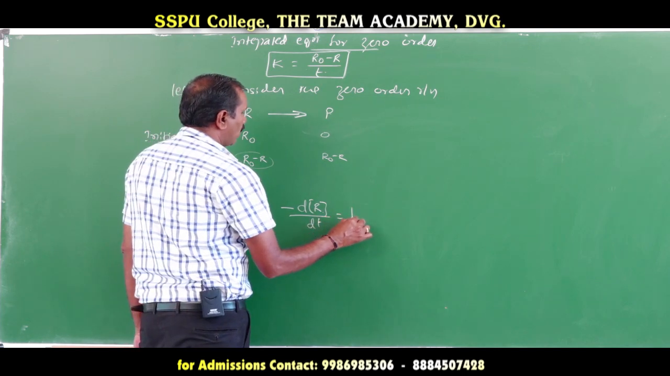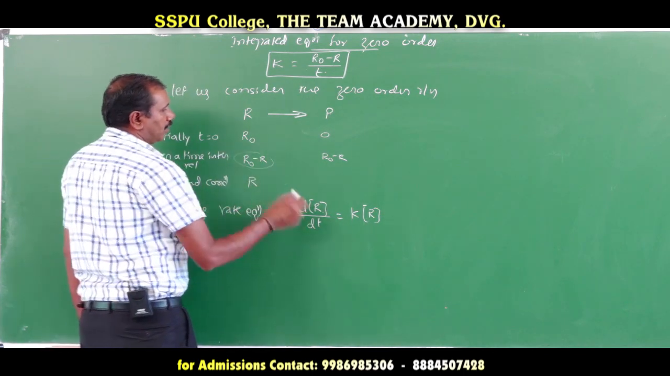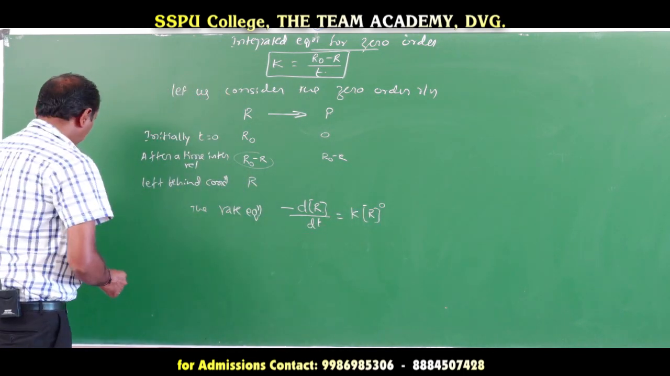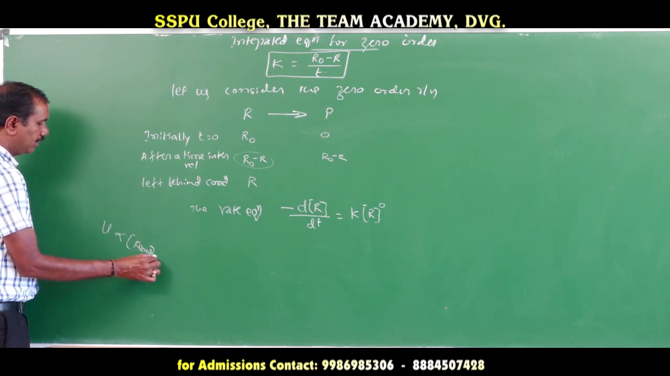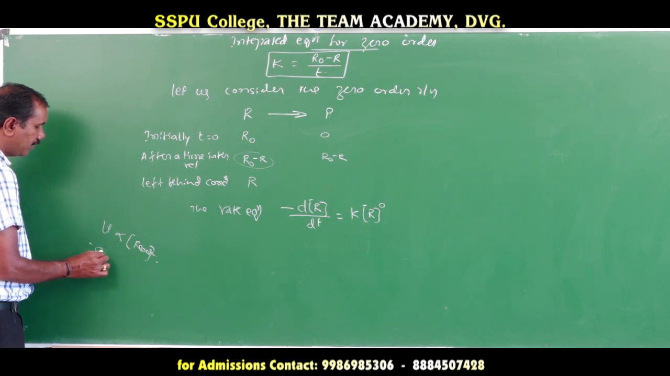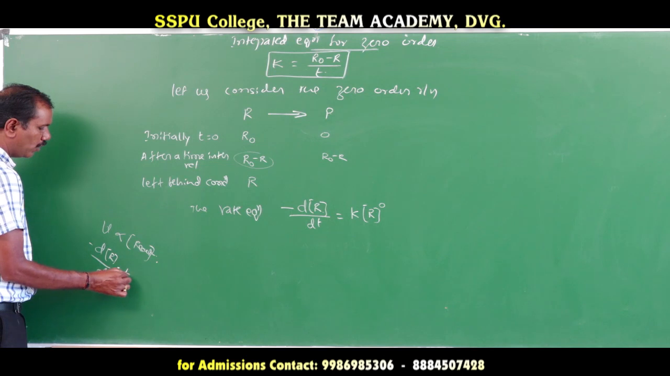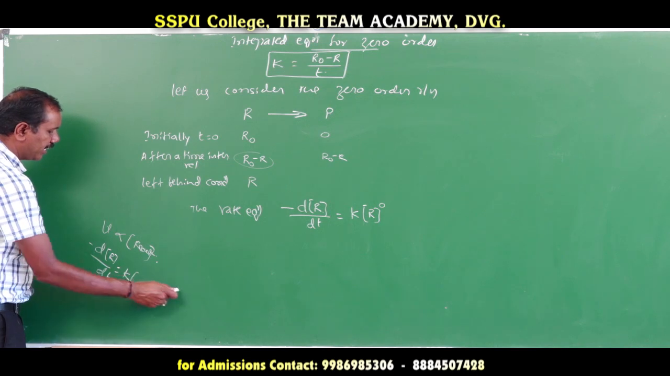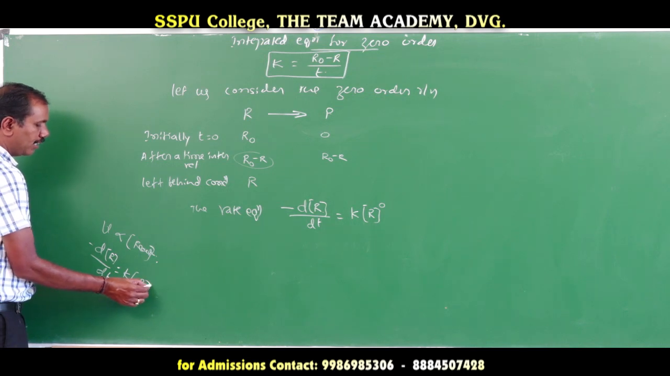So that equals what? What do I have to write? k into the concentration of R, R to the power 0. Why? For zero order reaction, velocity is directly proportional to the product of molar concentration of reactant. Velocity with respect to reactant we may write as minus dR by dt. Directly proportional, if you remove the proportionality, then it equals k into the reactant concentration. The reactant is R.